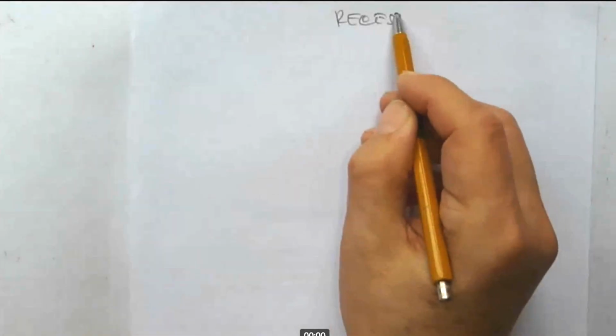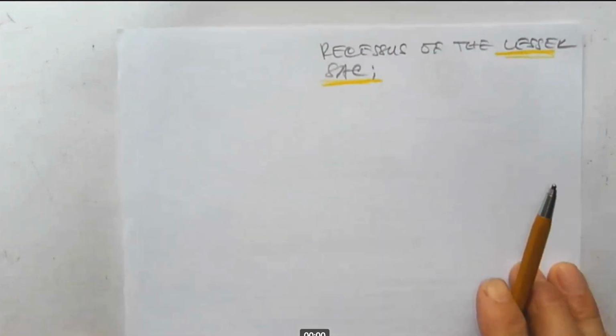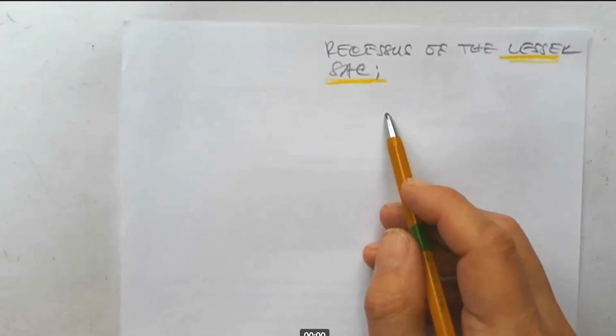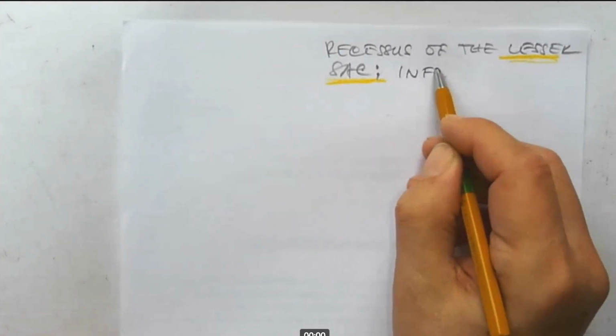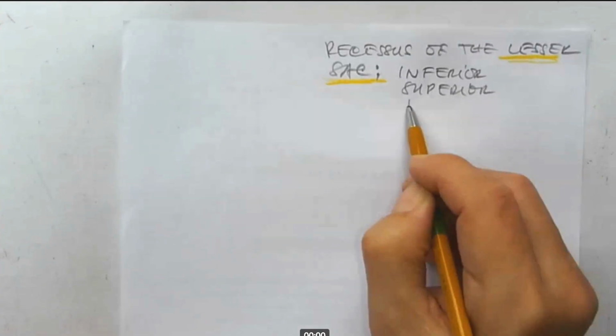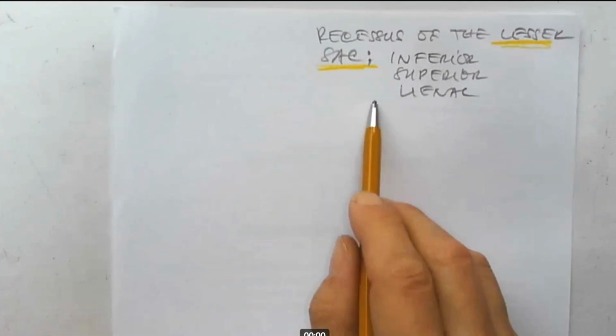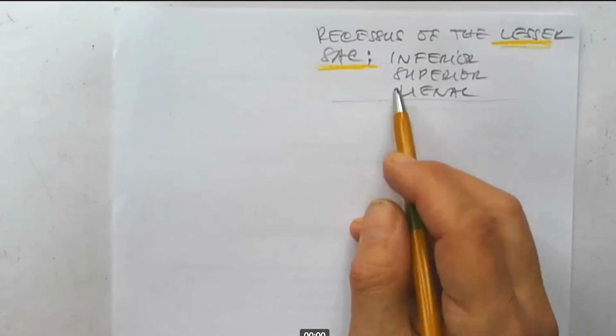But we have to spend some time with the recessus. So we could say recessus of the lesser sac, because we still are completing the lesser sac, underlined by yellow. And concerning the recessus in the lesser sac, there is the inferior, and there must be also the superior, which lies behind the liver, and maybe also the lienal. Lienal, that's it. I mean, the details are not necessary. Some words to the lesser sac.